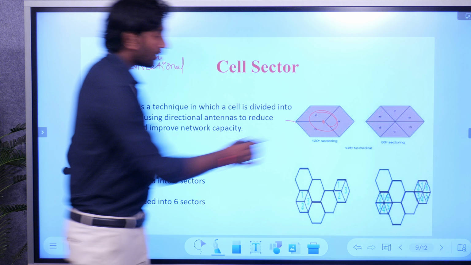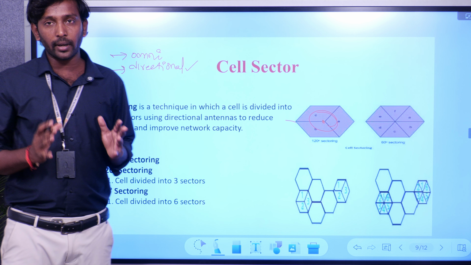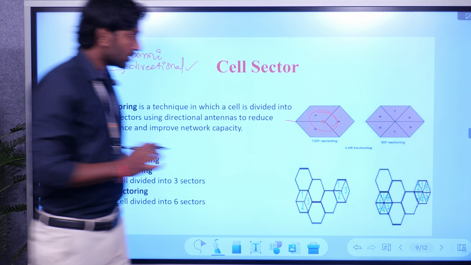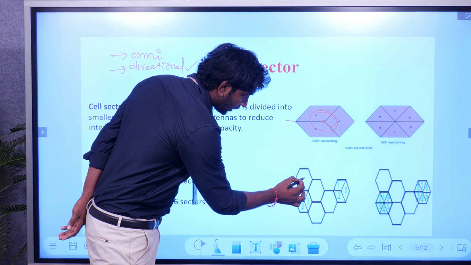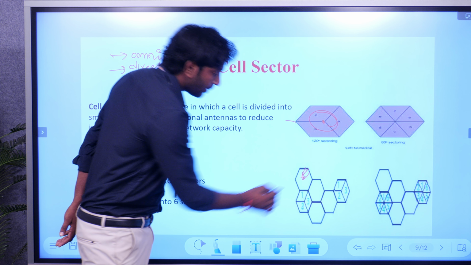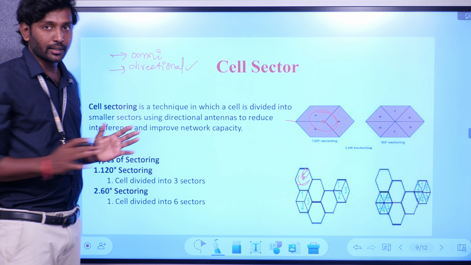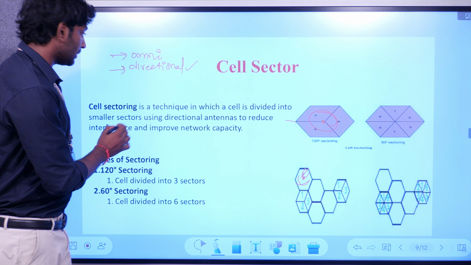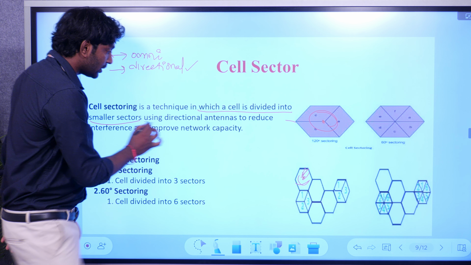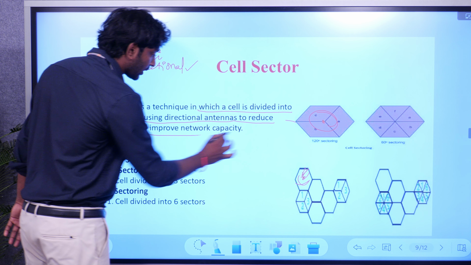But in the directional antenna, the signal will be propagated in only a particular direction. So the placed directional antenna signal will be propagated only in this direction. The remaining space is empty. That's why we introduced cell sectoring. Cell sectorization is a technique in which a cell is divided into smaller sectors using directional antennas to reduce interference and improve the network capacity.